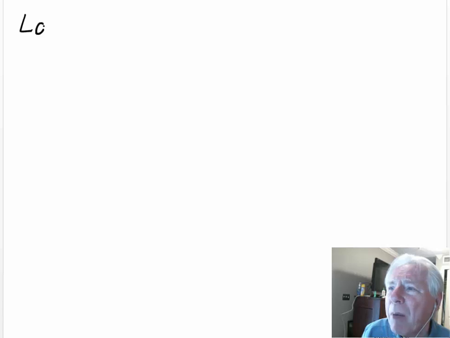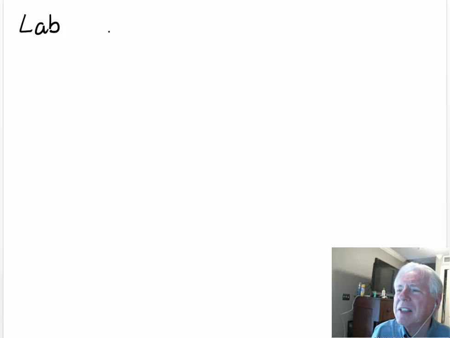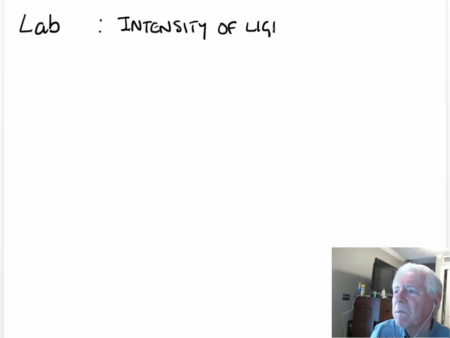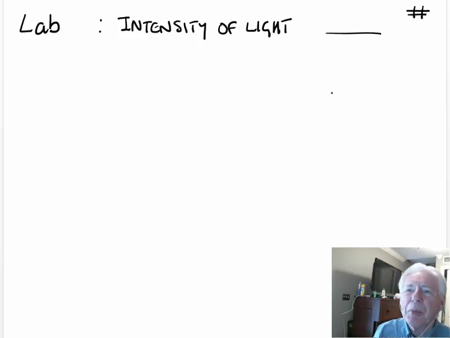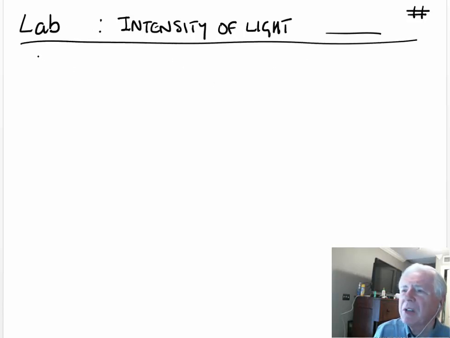So we're going to say this is going to be lab, probably 10 or 12 or something, so just look up which lab it is. And this is called the intensity of light. And don't forget, you always put the date down, and for every page you write on or stick something on, you put the page number in the corner. And as always, you want to be concise.